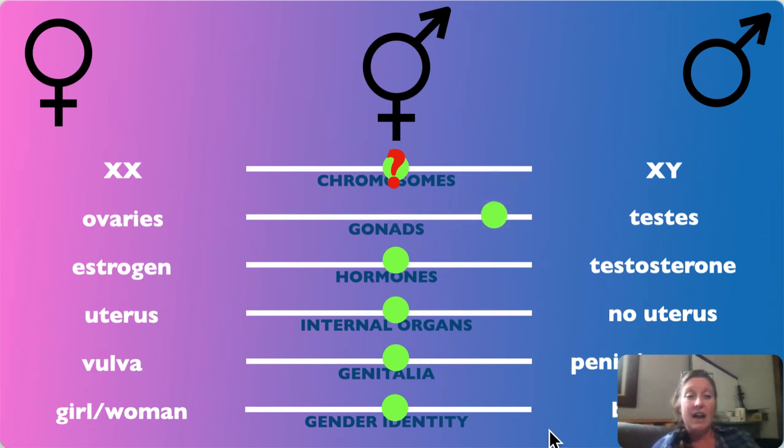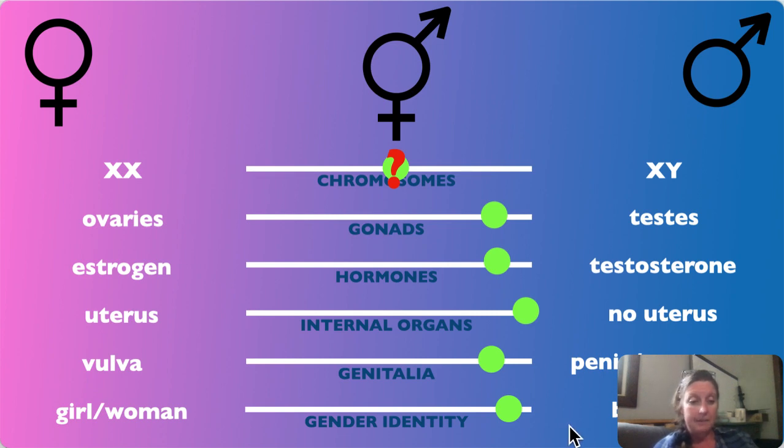So here we have, again, I don't know where to put the slider for the chromosomes. These individuals have testes, even if they're slightly smaller and produce fewer sperm. They produce testosterone, just less. They don't have a uterus. They do have a penis and scrotum. Again, the size is somewhat smaller than average. And generally they identify as men.